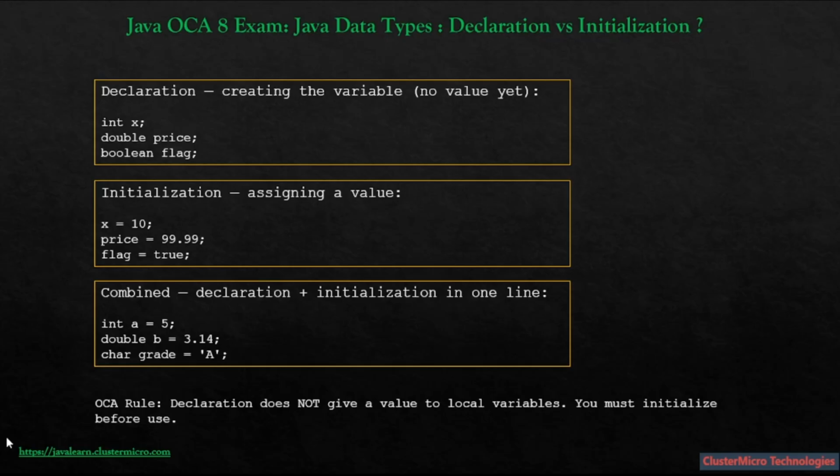You can also combine both in one line, that is int a = 5, declaration and initialization together. Here we have shown some examples too: price = 99.99, flag = true. All these are initializations, so you are assigning a value after declaration, and you can combine them together, like char grade = 'A' within quotes. So the OCA rule is that declaration doesn't give a value to local variables. You must initialize them before use.